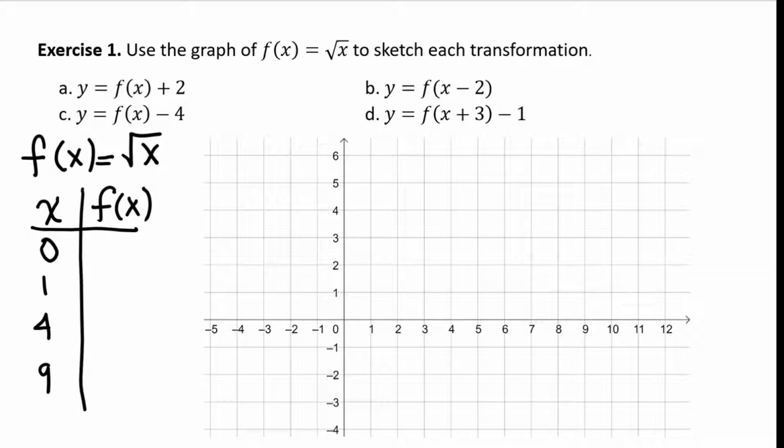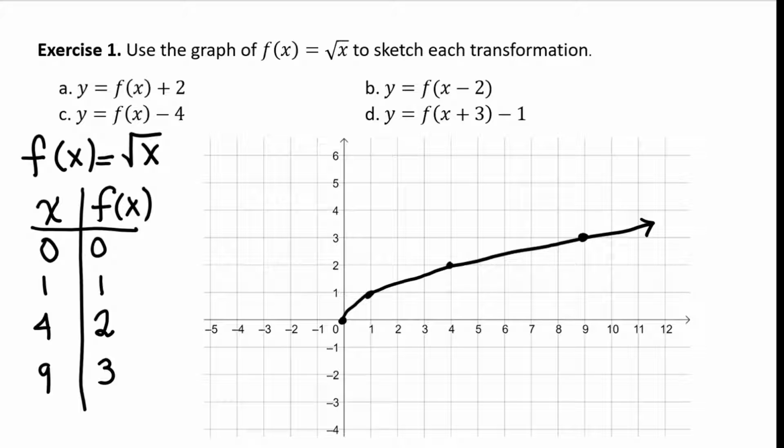The square root of 0 is 0, the square root of 1 is 1, the square root of 4 is 2, and the square root of 9 is 3. Let's plot these 4 points: (0, 0), (1, 1), (4, 2), and (9, 3). And connect, and what we have is the graph of the square root function.